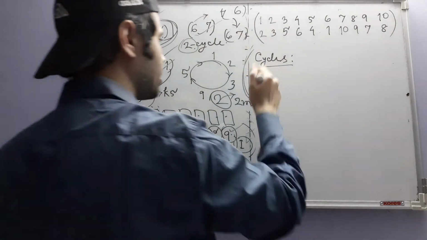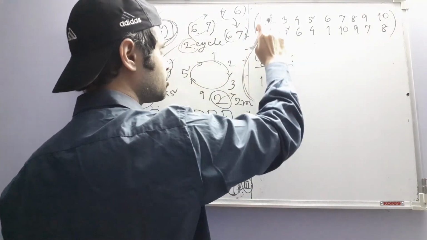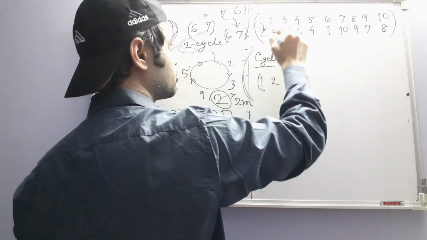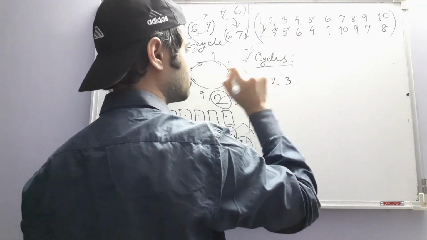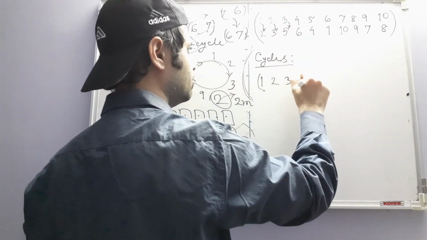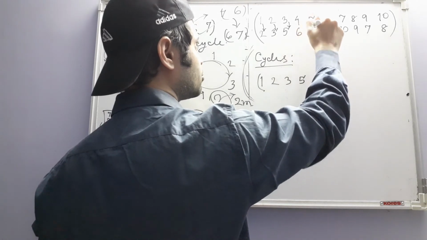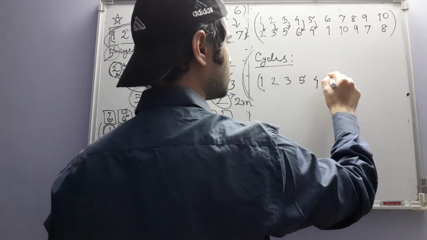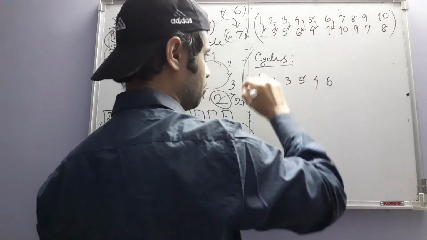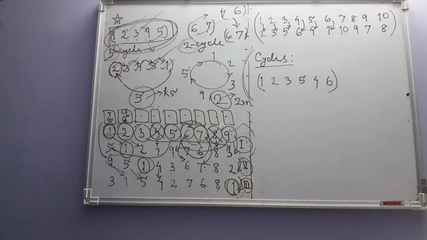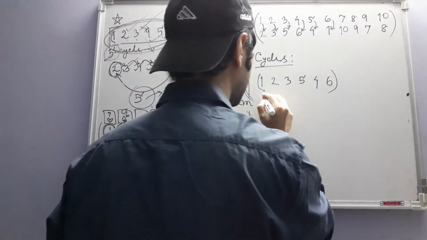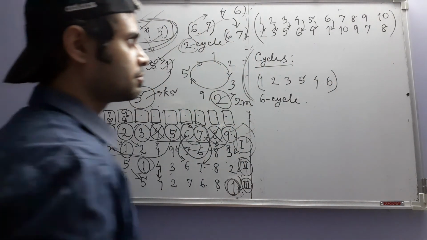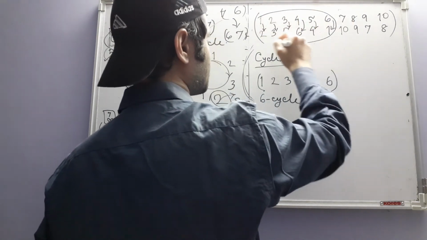So I start with the first one. The first card goes to the second place. Second one goes to the third place. So I write 3 here. 3 goes to 5. 5 goes to 4. Then 4 goes to 6. 6 comes back to 1. So this is one cycle. Okay, it's a 6 cycle.